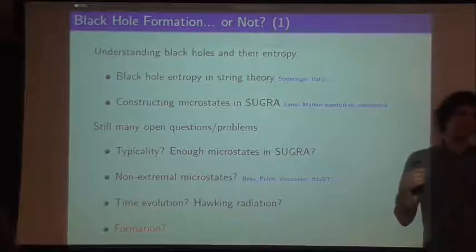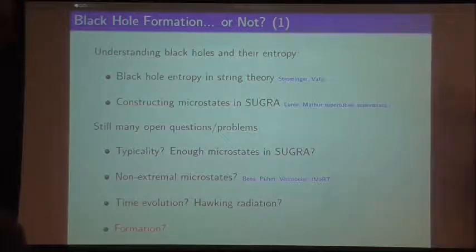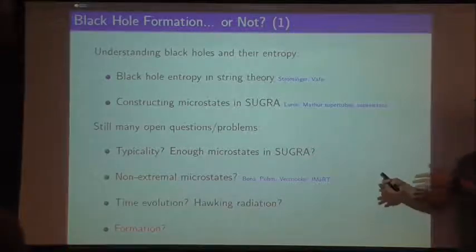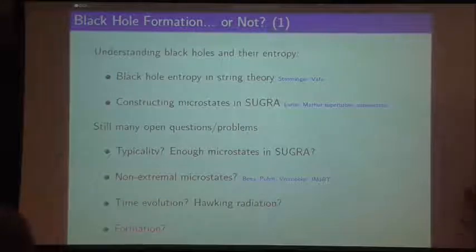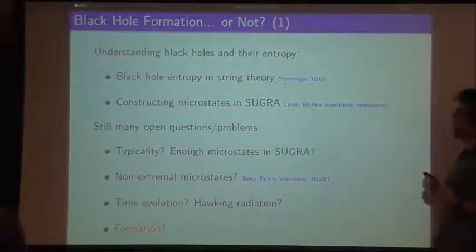And then, very crucially, you have non-renormalization theorems about these states, and thus the counting of states at zero coupling or the counting of states in the black hole regime should be the same. So this was the success of Strominger-Vafa.